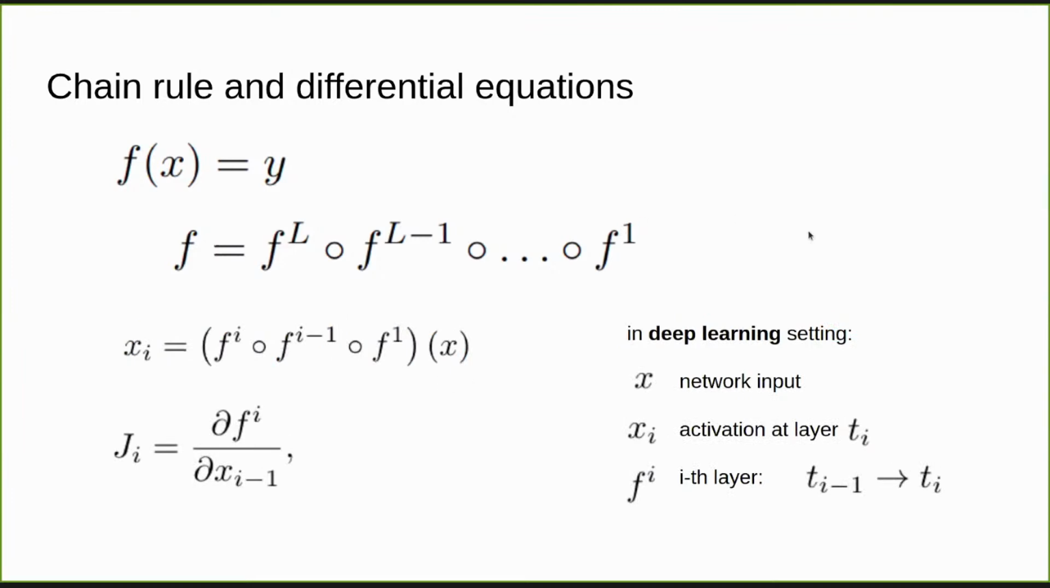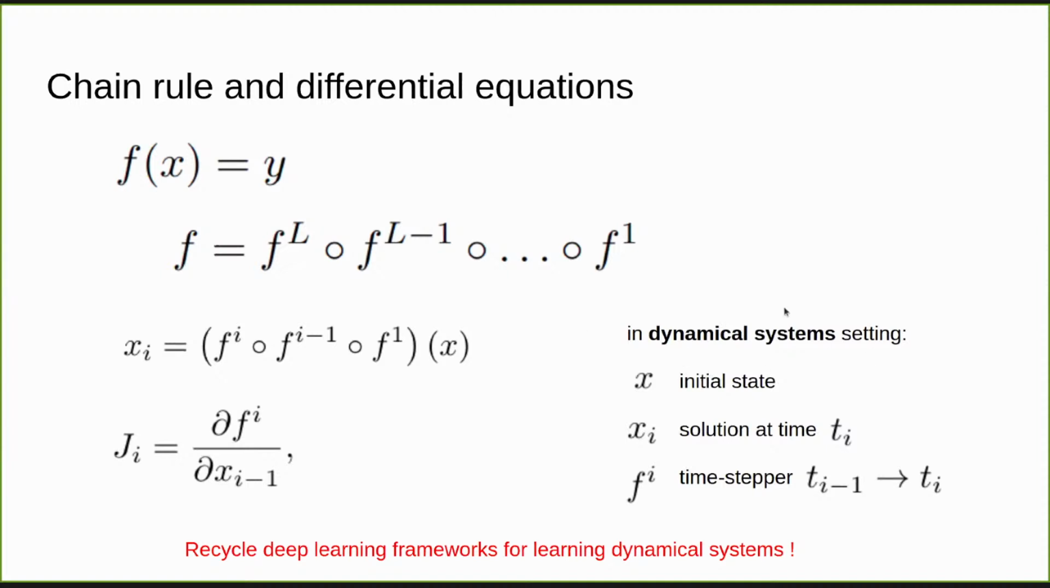Again, in a deep learning setting, this is all very well known. X would be the network input, Y would be the network output, xi would be the activation within the network at some layer with some index. Fi would be the ith layer, which takes it from this index to just the next index. And the reason why I wrote this down this way is just to illustrate some very nice properties and similarities in structure with differential equations.